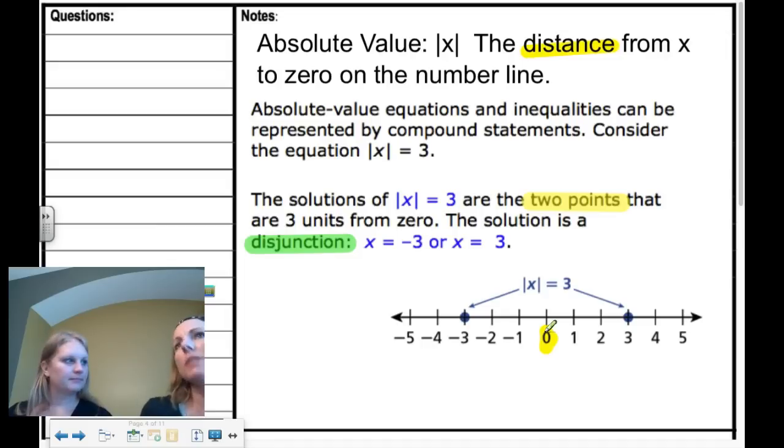But it's not always the distance from 0. Just in this case it is. And that's why you always get a positive number when you take the absolute value of a number, because a distance can never be negative. You can't go negative 12 miles. Exactly.